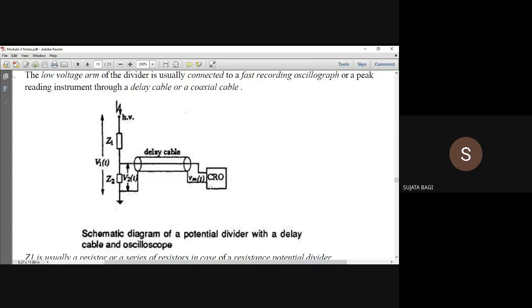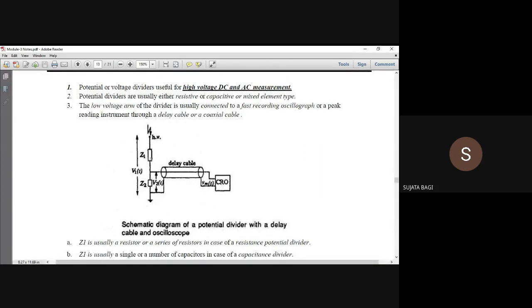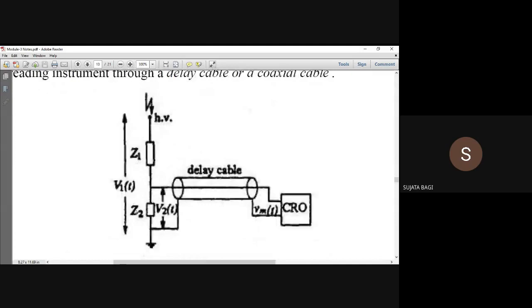This is the potential divider arrangement with delay cable and oscilloscope. Whatever potential dividers we use here, these impedances may be resistive, capacitive, or mixed element. If Z1 is replaced by a resistance, it is a resistance potential divider. If it is replaced by a capacitance, it is a capacitance potential divider. If it is replaced by an RC network, it is nothing but an RC potential divider.